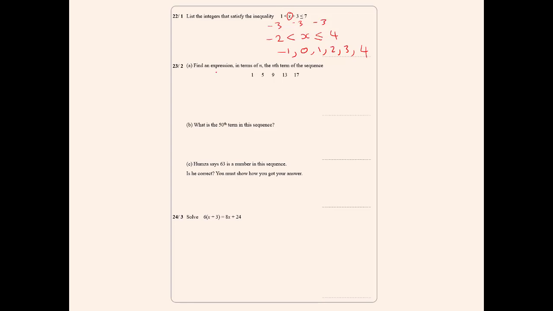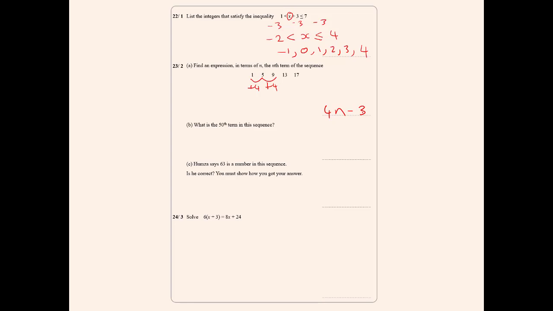Number 23, find an expression in terms of n, the nth term of the sequence. So first of all, find the difference, going up in 4s. So we write 4n. So 4 times 1 is 4. What do I need to do to 4 to get to 1? So we need to subtract 3. So our answer is 4n minus 3.